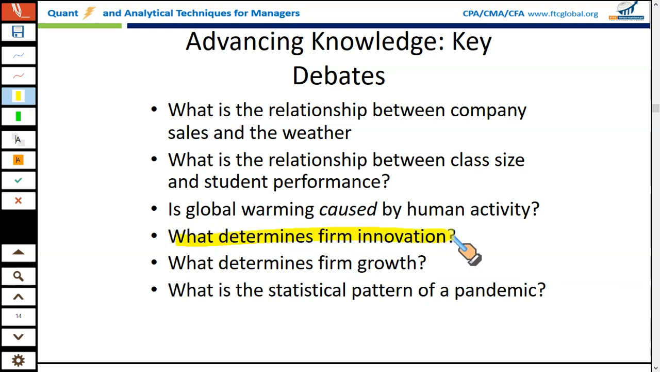What determines firms' innovation? Well, a firm that is innovative, let's say a tech firm, that invests in research and hires creative engineers, it might develop new technologies faster than other competing firms in the same industry. What determines the firm's growth?